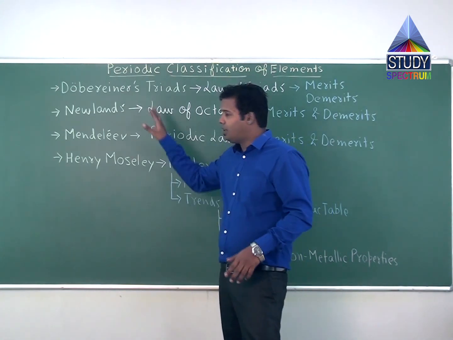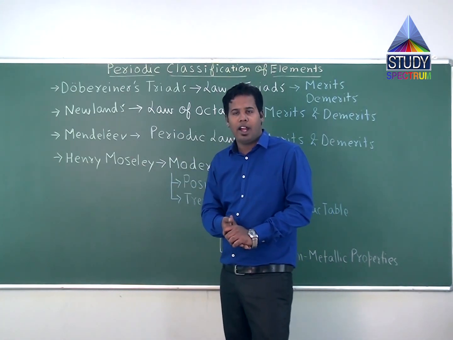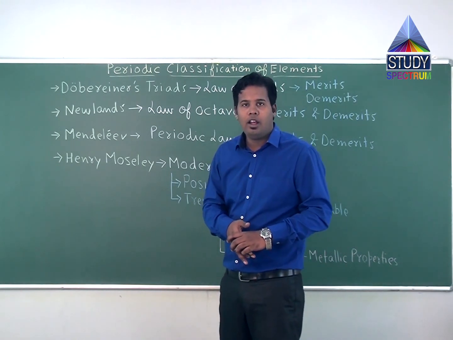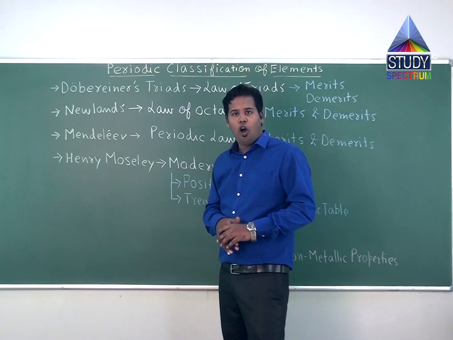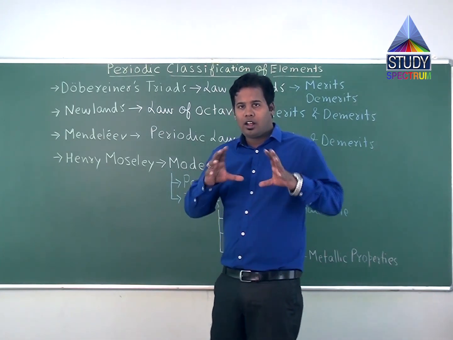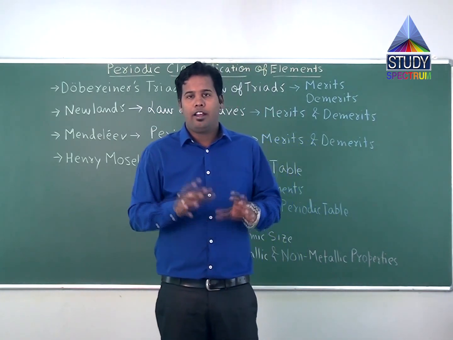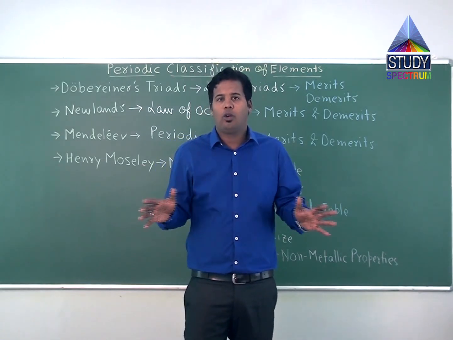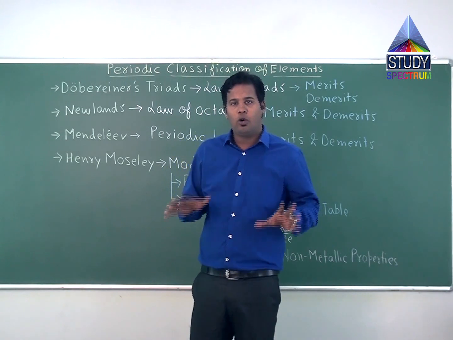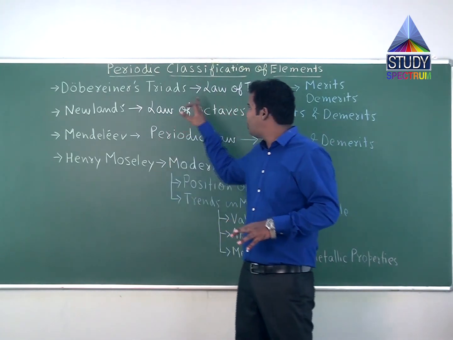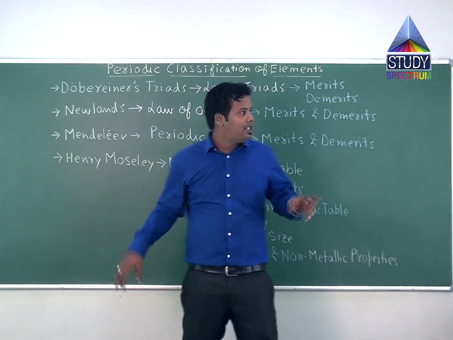So we'll start with the very first scientist, a German scientist. His name was Johann Wolfgang Dobereiner, who gave the law of triads. He formed a triad, a cluster of 3 elements, and he formed a few triads. He was not able to classify all the elements, but still he made the attempt. That is very important.